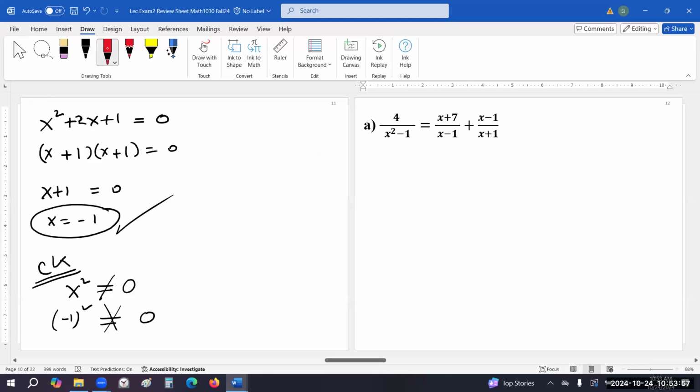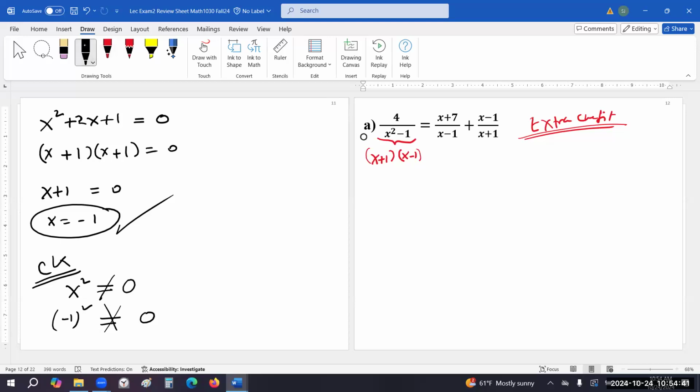Now comes extra credit. Something like this one. Anytime a denominator is factorable, you always have to factor first. That's the rule. Previously, we didn't do that because none of the denominators were factorable. But this time, can we factor this? x squared minus 1. What factors do we get? x plus 1, x minus 1.